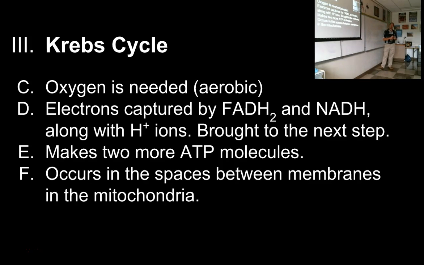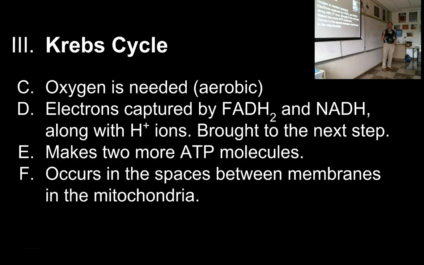The electrons that are freed up by the breakdown of pyruvic acid are captured by 2 carrying molecules. We had NADPH in photosynthesis. We had NADH in glycolysis. NADH is used as well in the Krebs cycle, but it has a friend, FADH2. FADH2 is cool because it gets to capture 2 hydrogens, not just 1. So this is a bigger taxi cab of hydrogen. It gets to have 2 passengers. Okay, so FADH2 and NADH bring hydrogens to the next step, to the electron transport chain, and those hydrogens are carrying high energy electrons from sugar.